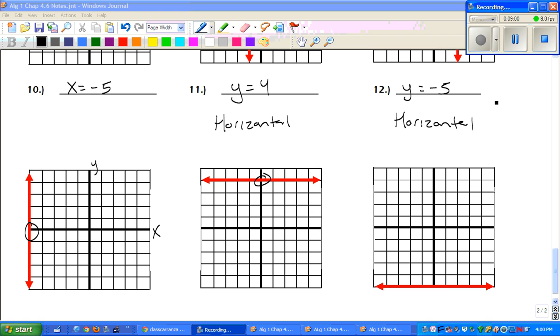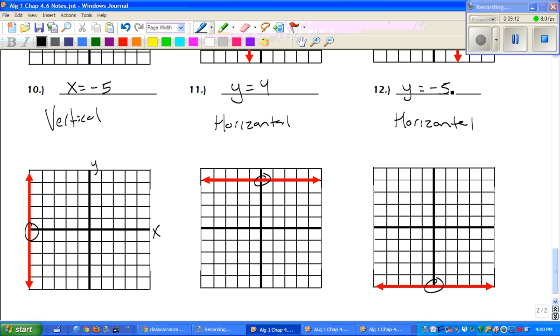All right, you know that those are horizontal lines. They both cross the y-axis, so you know it's a y equals graph. If you go back to 10, 10 is a vertical line. All vertical lines are x equals. So this is why knowing some of your definitions, knowing the vocabulary, is really going to help you out with this. Well, that's it for Algebra 1, Chapter 4.6 Notes, Part 1.